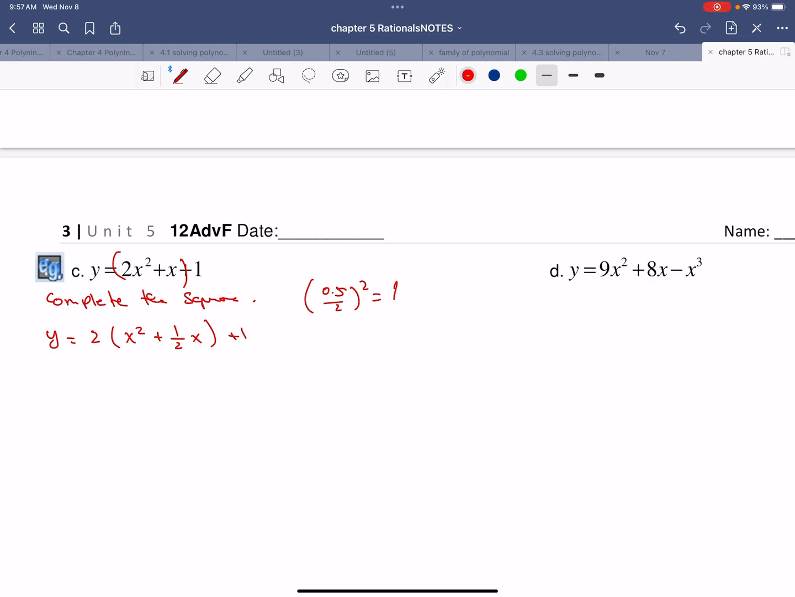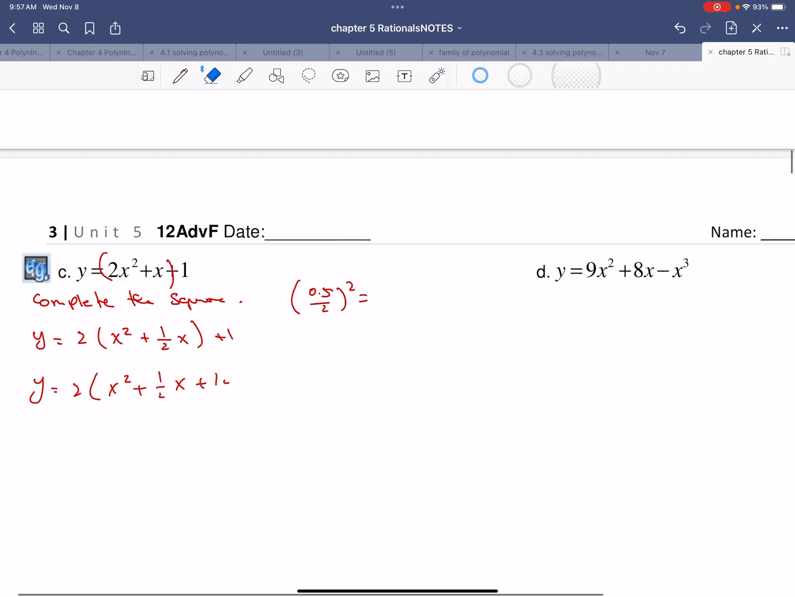So that's going to be 1. We're going to add 1 and subtract, actually, negative 0.5 divided by 2. That's not right, that's not 1. 0.5 divided by 2 is 1/4, and then 1/4 squared is 1/16. That's the number I should be adding and subtracting.